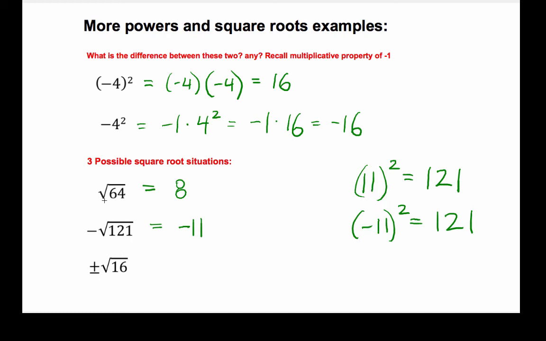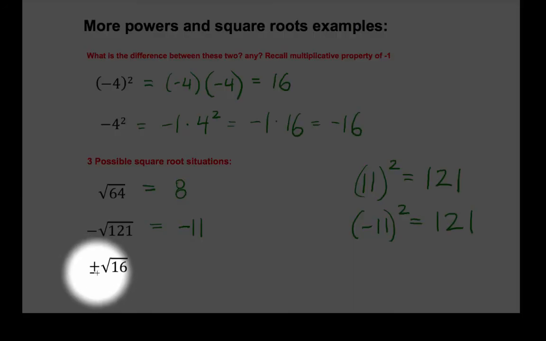So when a problem specifies a positive root, it's going to look like this. There's not going to be any sign in front of the radical. It's asking us for the positive square root. If a problem is asking us for the negative root, they're going to put a negative sign in front of the radical, and we will answer with the negative root.